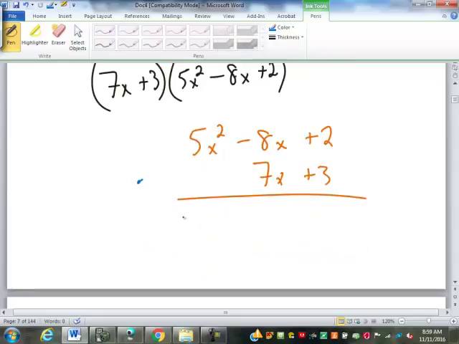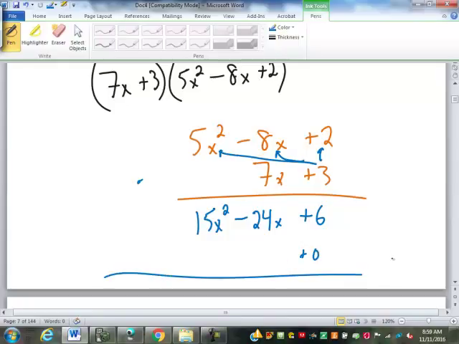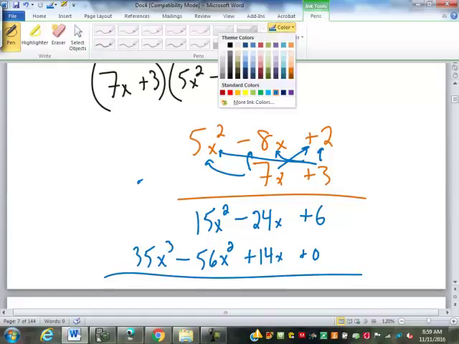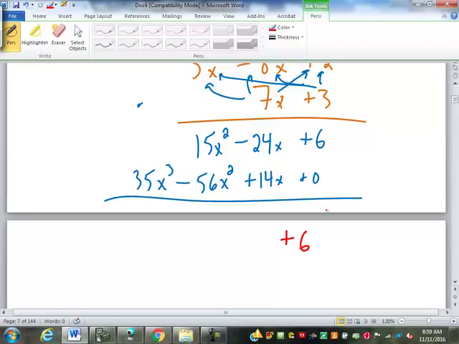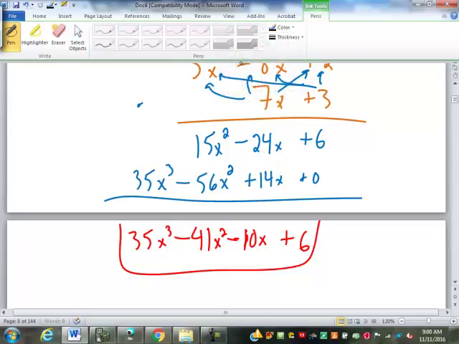And we are multiplying. 3 times 2, positive 6. 3 times negative 8x, negative 24x. 3 times 5x squared, 15x squared. Now we leave a space or put in a 0 here. 7x times 2, positive 14x. 7x times negative 8x, negative 56x squared. 7x times 5x squared, 35x to the third. 6 and 0 make 6. Negative 24 and positive 14 make negative 10x. 15x squared and negative 56x squared make negative 41x squared, and 35x to the third. What do you think? Better than a sharp stick in the eye? So far?